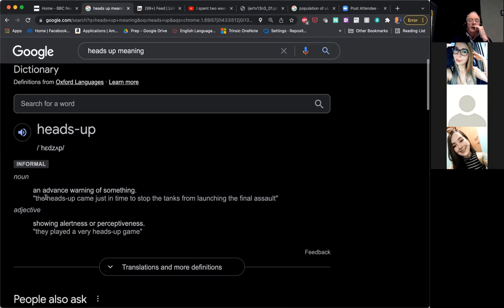Advance warning of something. The heads up came just in time to stop the tanks from launching the final assault. You think that was just changed because of the news this week, right? So it's advance warning of something. The people in Ukraine were giving everybody a heads up that an invasion was imminent. A heads up. We normally say a heads up.